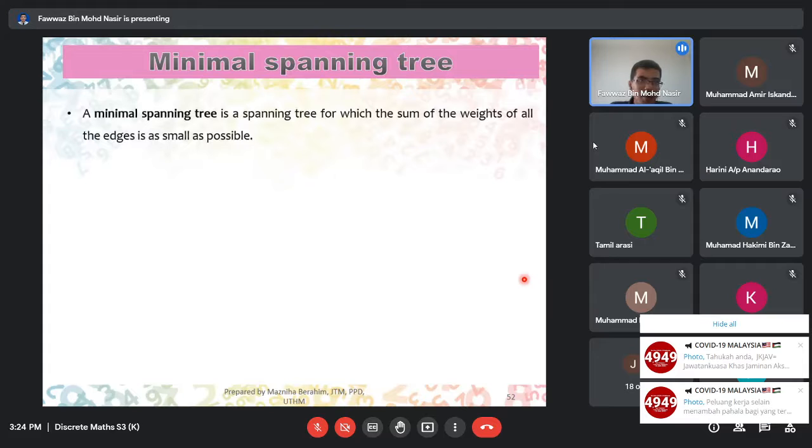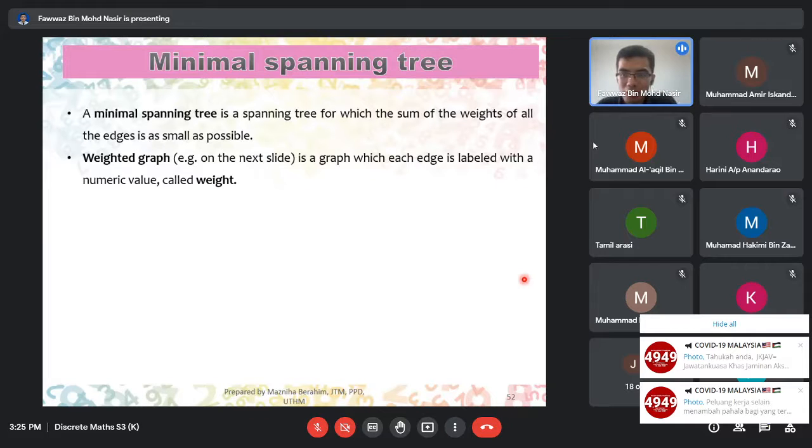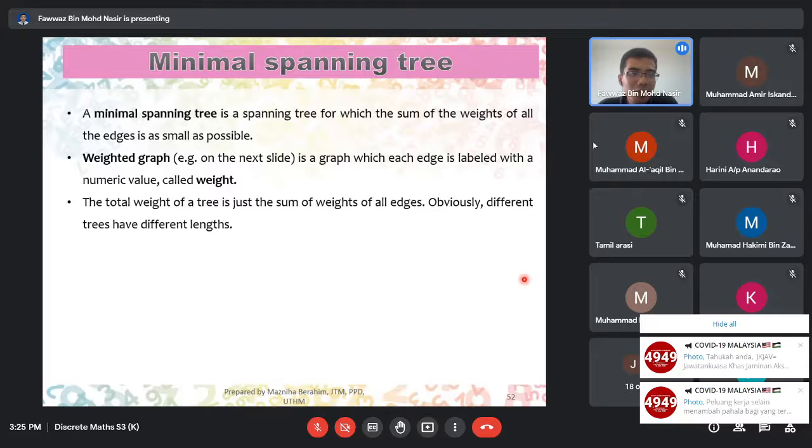jadi basically a minimum spanning tree is a spanning tree for which the sum of weights of all the edges is as small as possible. Okay, so a graph with its edges labeled with a numeric value is a weighted graph. Okay, kalau korang ingat balik topik graph kan, apa-apa graph yang mana edge dia ada numeric value, dia adalah a weighted graph. Okay, so the total weight of the tree is just the sum of weights of all edges. Okay, so you just total up all the edges to get the total weight of any particular tree. So obviously different trees have different lengths.